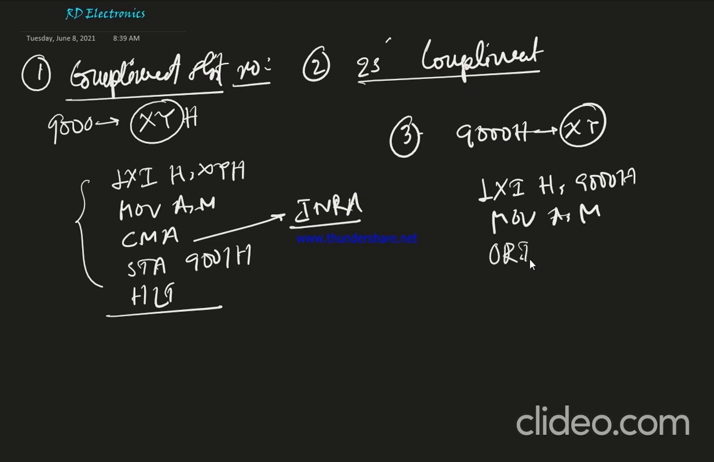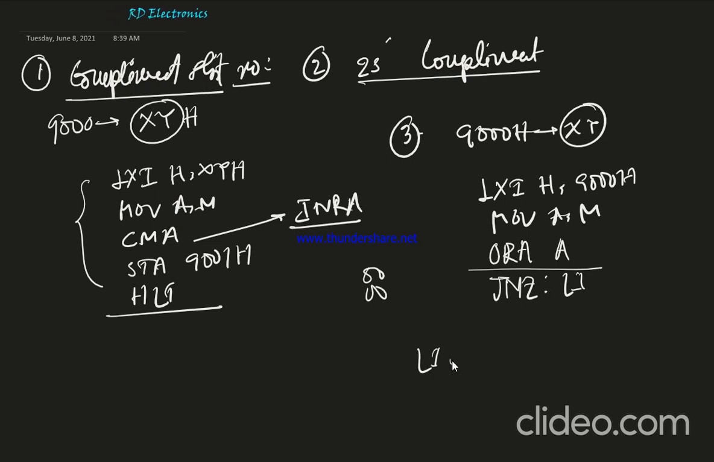So OR A, instead of OR immediate. Now if the number is 00, the accumulator content is 00, then 00 OR 00 equals 0. So the zero flag is set and the carry flag is 0. So jump if no zero, and depending on this decision we can store the number. Jump if no zero to L1.